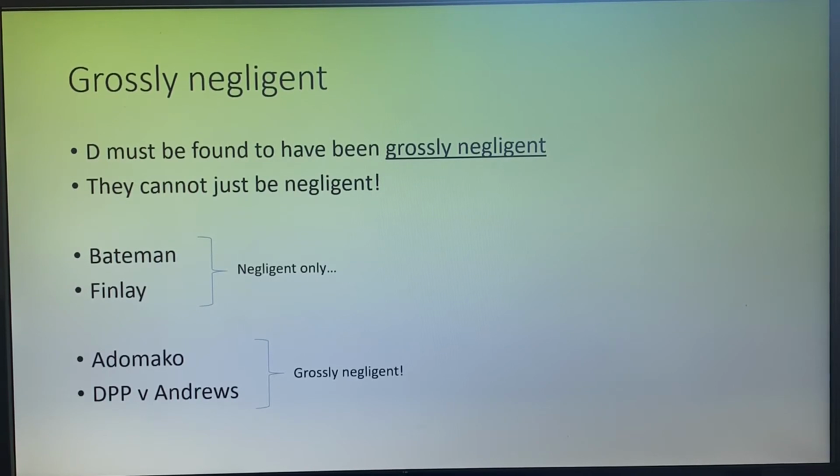It would probably be grossly negligent today. But it was negligent only at that time because of medical knowledge and understanding and treatment at that time. So it was only negligent, so the doctor in that case couldn't be liable for gross negligence manslaughter.